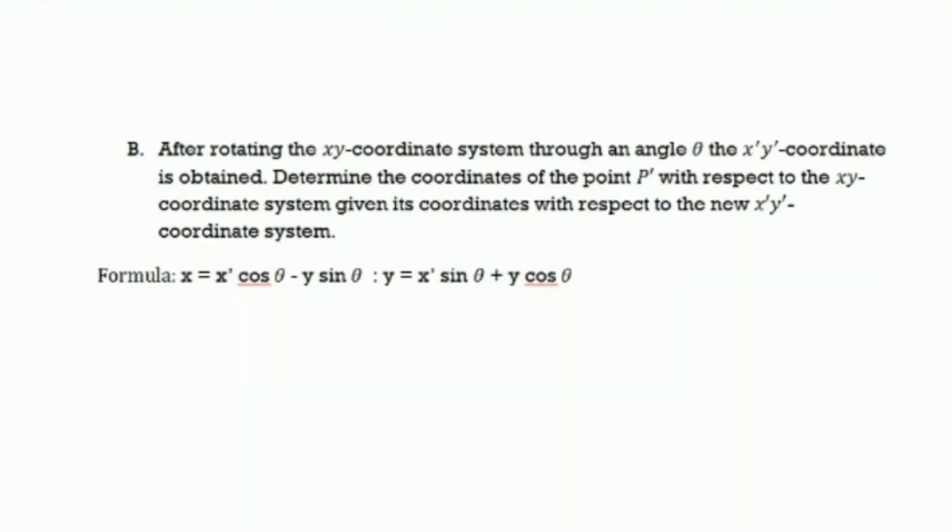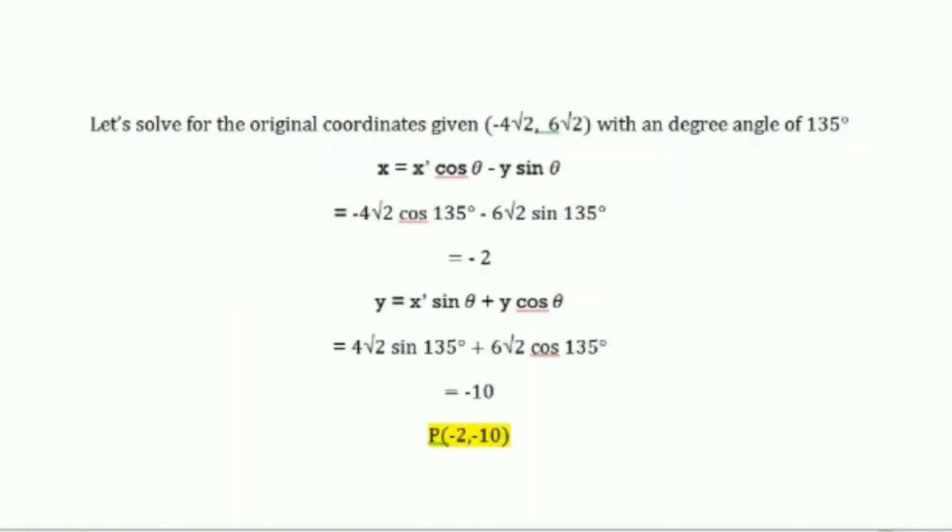For the exercise 2B, we will solve for the original coordinates using the obtained new coordinates. So, yung formula for this one is x is equal to x prime cos theta minus y prime sine theta for the abscissa, and y is equal to x prime sine theta plus y prime cosine theta for the ordinates. So, let's say we have negative 4 square root of 2, 6 square root of 2 that rotates from 135 degrees. Solve for the original coordinates.